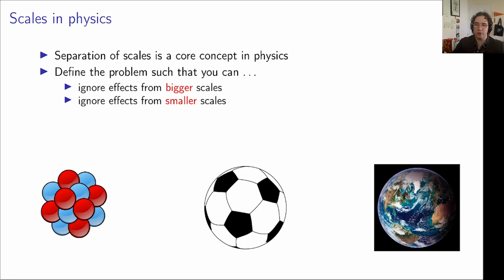This makes some intuitive sense in that if we wanted to compute the trajectory of kicking a soccer ball between you and your friend, we don't need to worry about the details of the quarks and gluons in the atoms of the molecules that make up the soccer ball, right? All of those effects can be averaged out, and we can consider the soccer ball as one thing, right? We have the soccer ball that gets kicked.